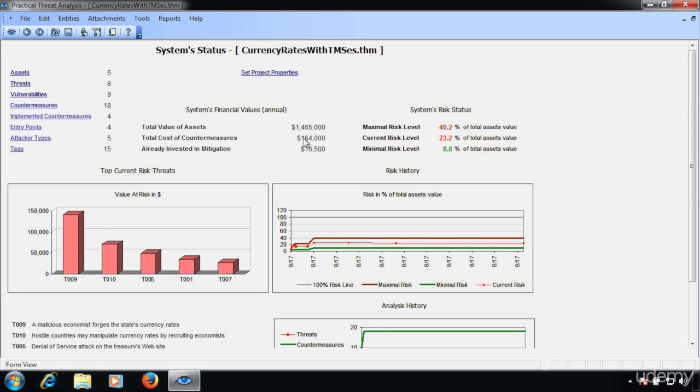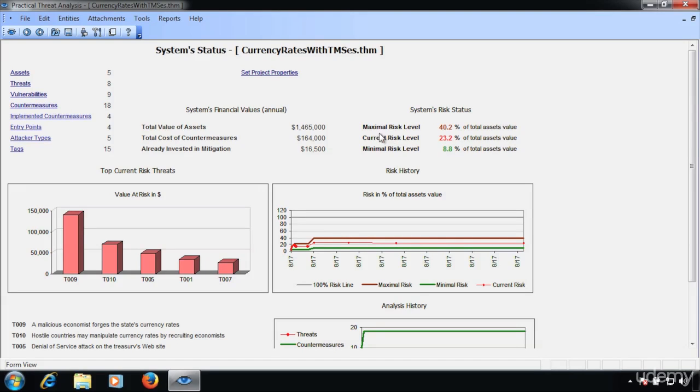The difference between those two numbers is the total cost of countermeasures. All the countermeasures, from firewalls or web application firewalls to any security applications that were already implemented and we're still currently using, and the investment in mitigation right now, after studying the new threats, is about $16,000.